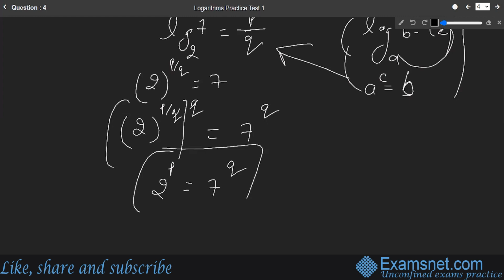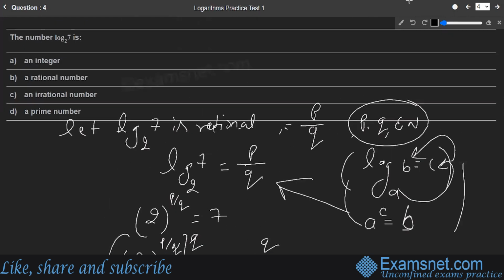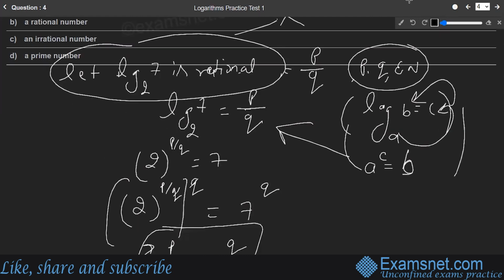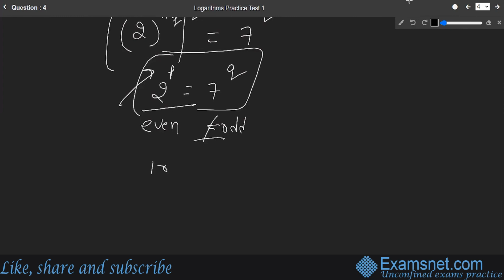But this particular expression is not going to be possible, because the left hand side of this equation is always even, since every power of 2 is an even number. But the right hand side is going to be odd, because 7 raised to any power is always odd. So an even number cannot be equal to an odd number. Obviously our assumption in the first statement, that log base 2 of 7 is rational, is false. That means this number is not rational, rather it is an irrational number.